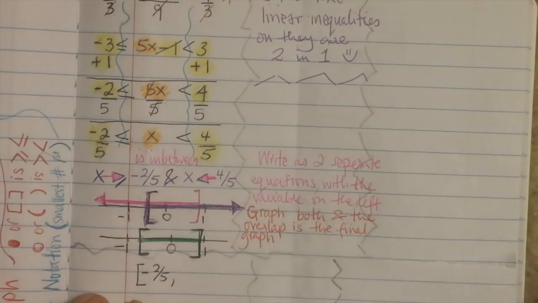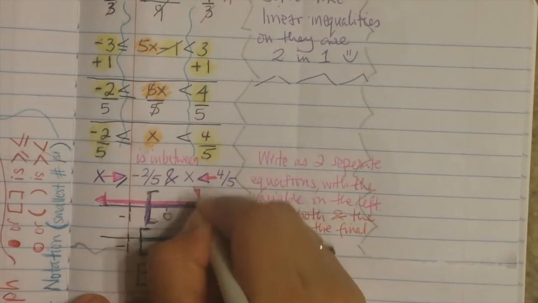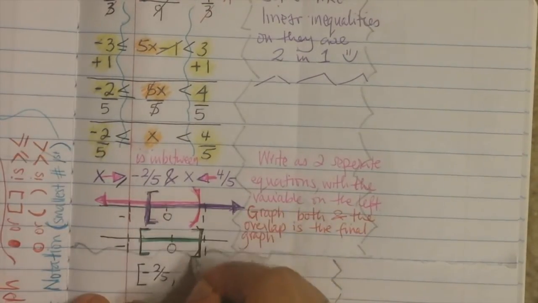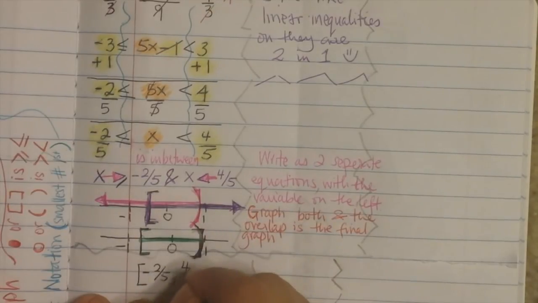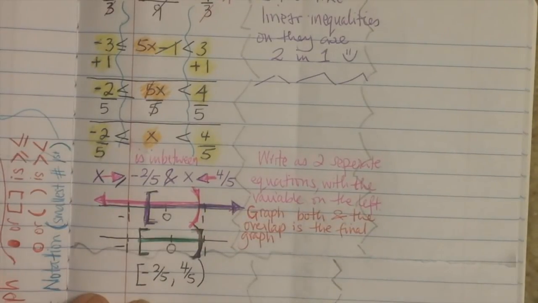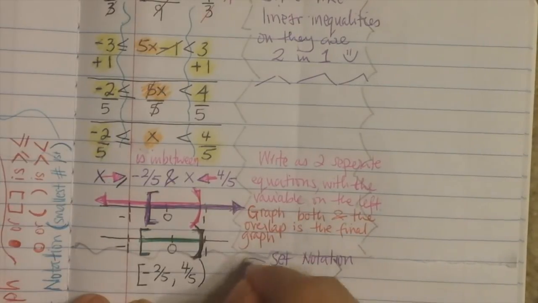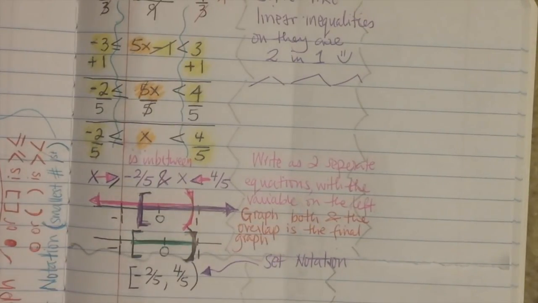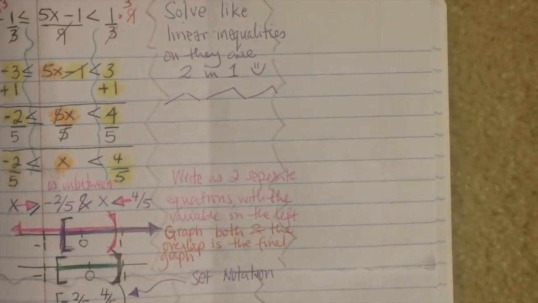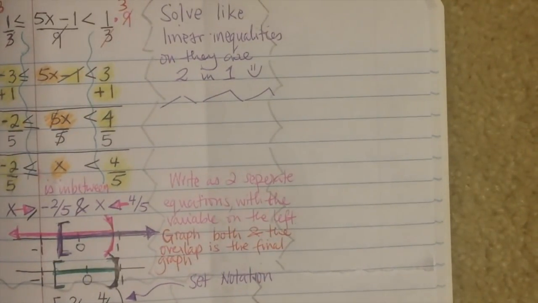In set notation, bracket negative 2 over 5. So you see I figured it out, but I made a mistake there. So bracket negative 2 over 5, comma, 4 over 5, open parenthesis, because it doesn't include the equal to. And that's your set notation. This is a listening check. Color in negative 2 over 5 and 4/5. Color in this answer. Alright, on the top right hand side, go ahead and copy this down.